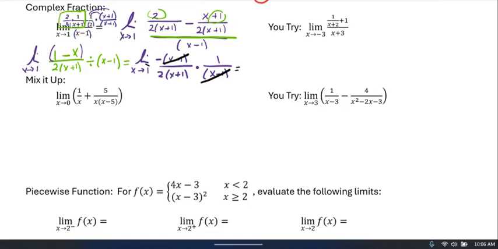Let's go ahead and plug in our value of x as x goes to 1. In the numerator, I get a negative 1. The denominator, let's think this through. Plugging in a 1 for x, 1 plus 1 is 2, times 2 is 4. So we're going to have a limit of 1/4.